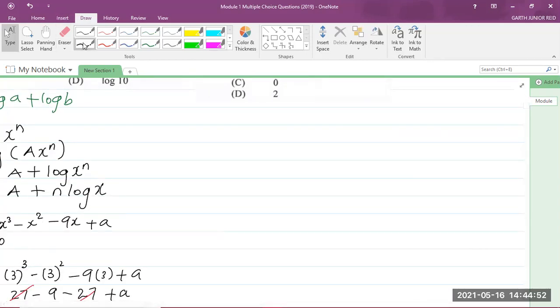So we were given 2 to the power of x being equal to 5.